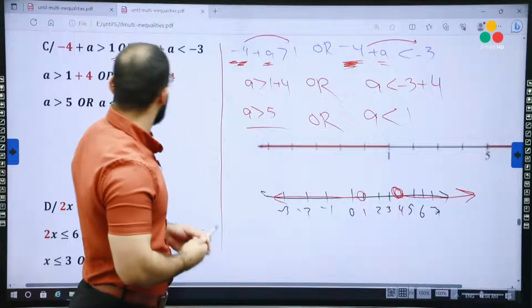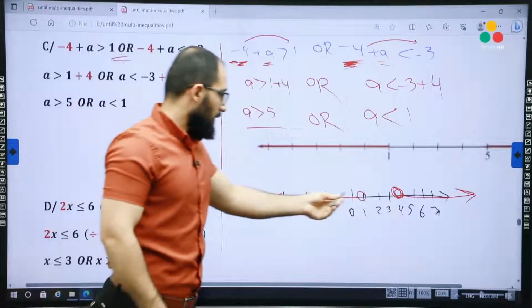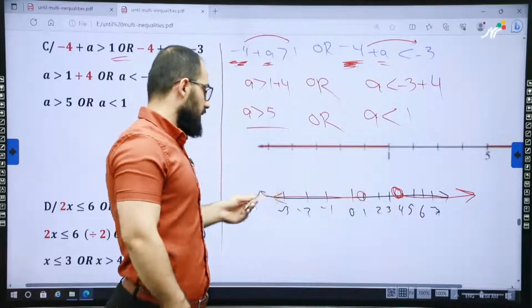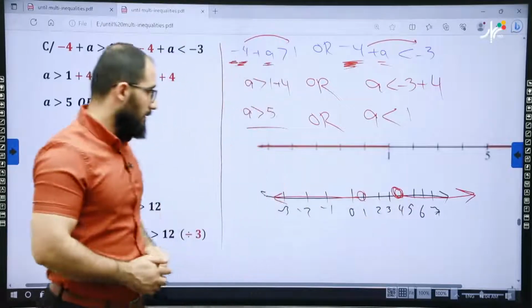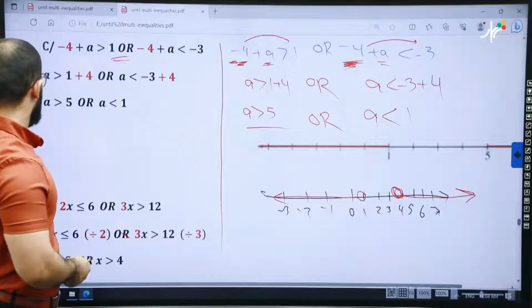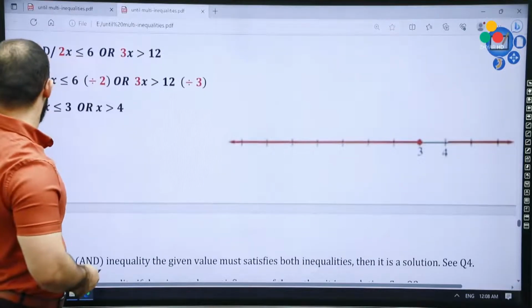You can see that because we have an OR inequality, the graph is two parts. One goes to the left side and the other one goes to the right side. So this is the graph of OR. Then we have another example.